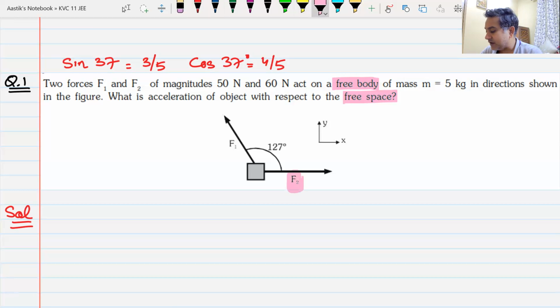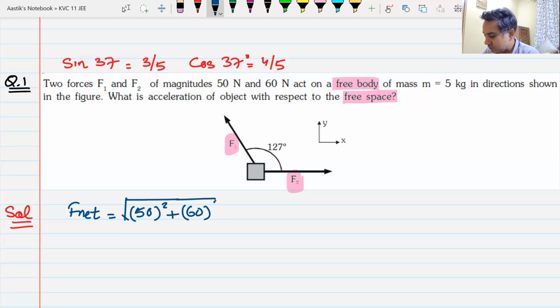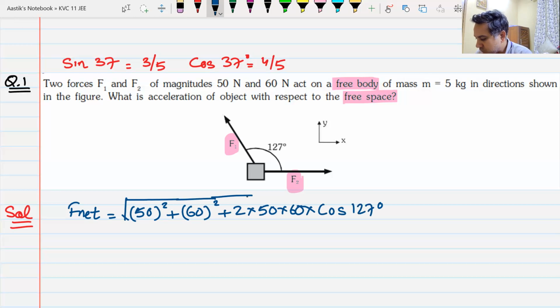You can see these two forces, F1 and F2. They are basically vectors. They are inclined to each other at an angle of 127 degrees. So you can find out the net force. How will you find out the net force? To find the magnitude of the net force, you can simply put the formula: root over F1 square, and F1 is 50, so 50 square plus 60 square plus 2 times F1 F2, 50 into 60, into cos of 127 degrees. From there, you will get the value of F net. What is the value of F net that you are getting?